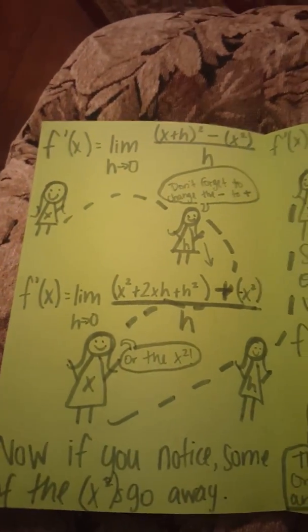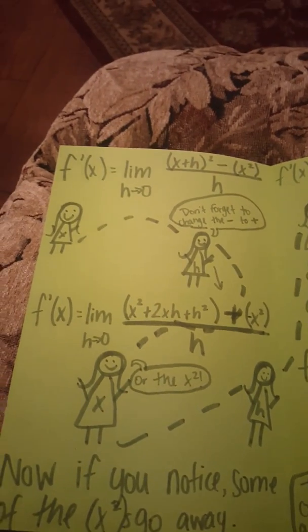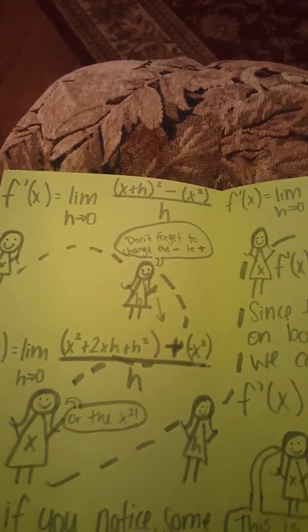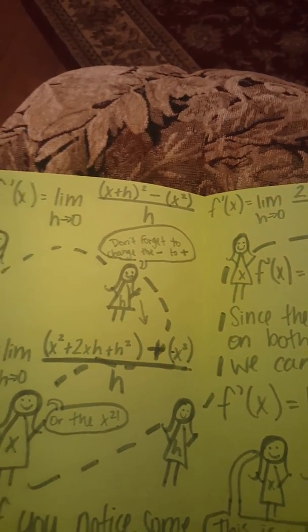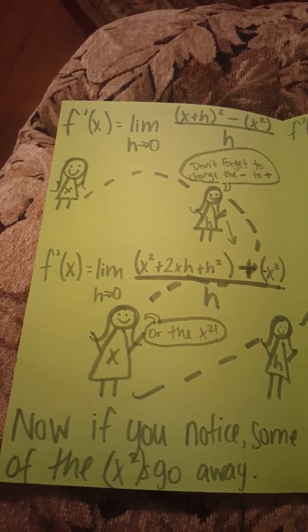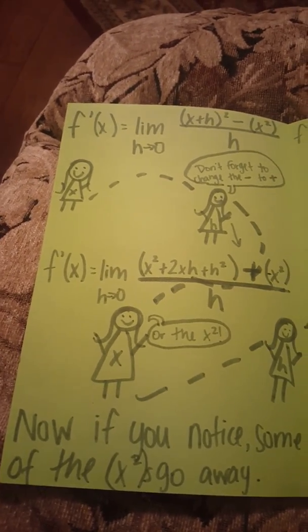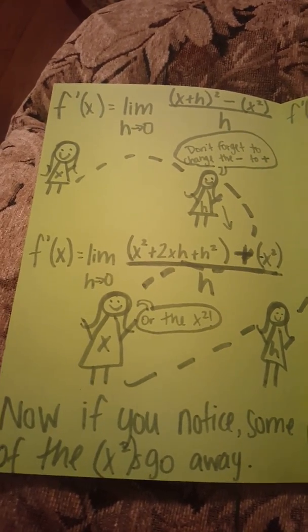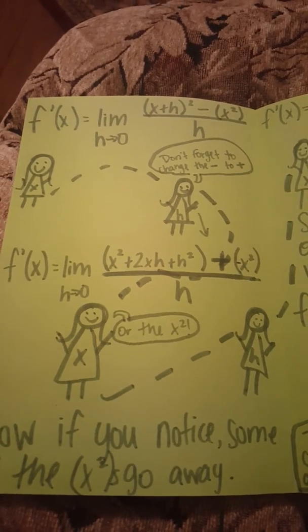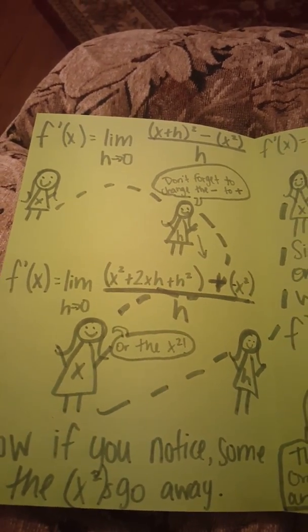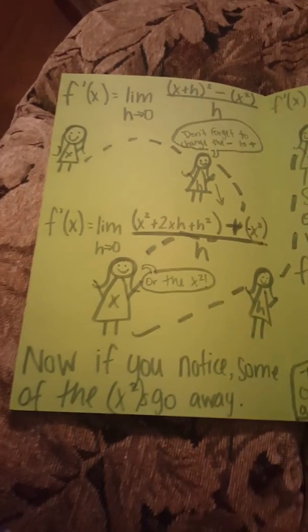So you start off with f prime of x equals the limit as h approaches 0 of x plus h squared minus x squared over h. Then you follow by multiplying the x plus h squareds together to equal f prime of x equals the limit as h goes to 0 of x squared plus 2xh plus h squared plus negative x squared.